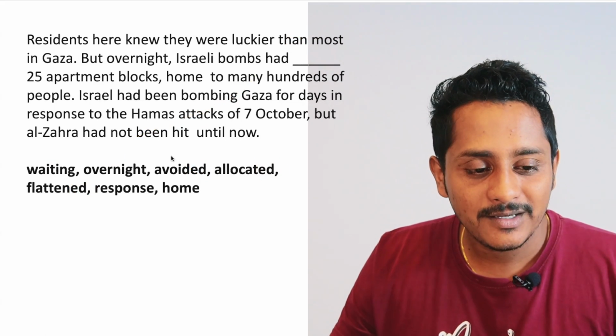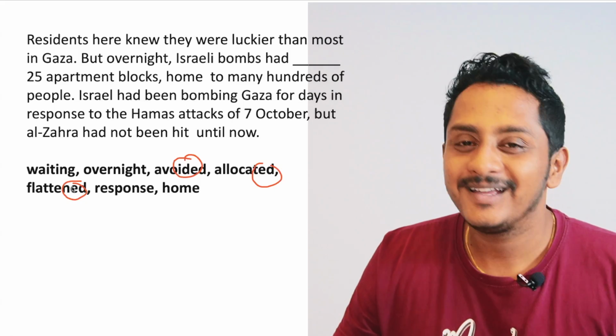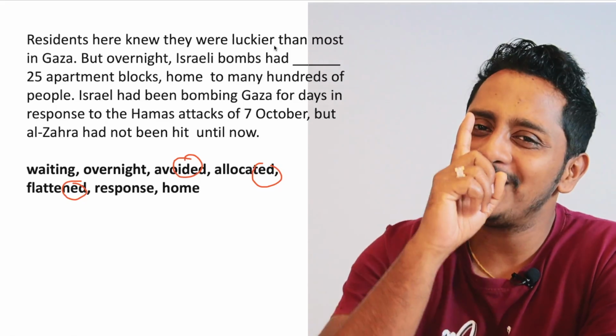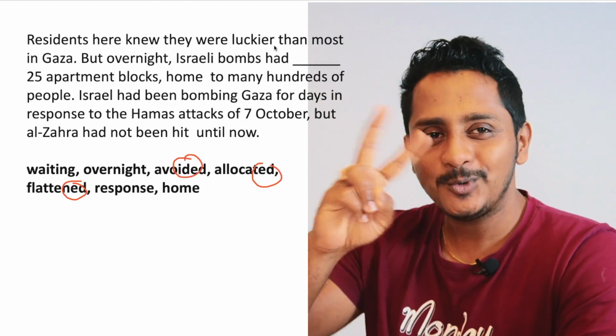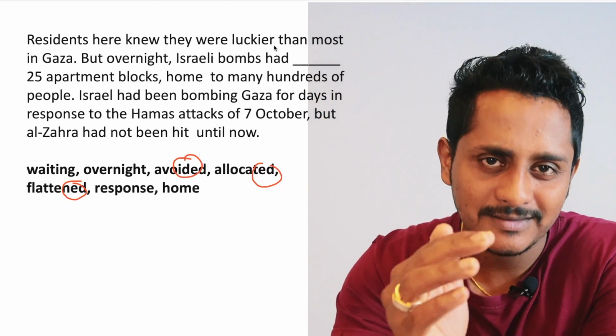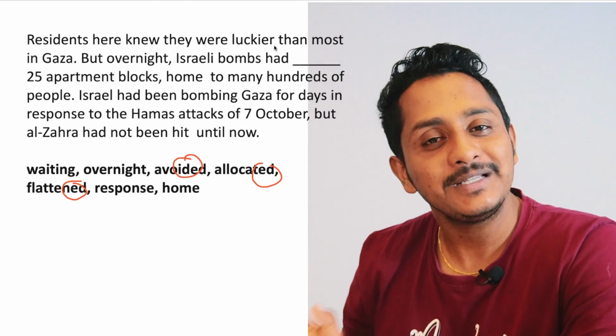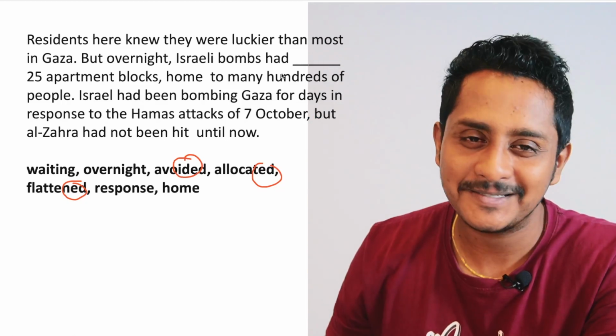Correct? Option number 1 is avoided, allocated, flattened. Now, you've got to read. There is no other way. If there is only one verb 3, that's the answer. If there are 2 or 3, read a little bit and make a guess based on the context. But out of 3, only 1 will be correct. You don't have to worry about other things. That's exactly what my point is.